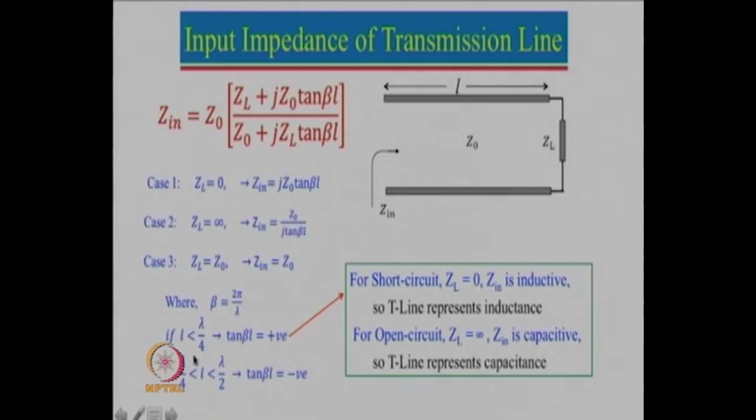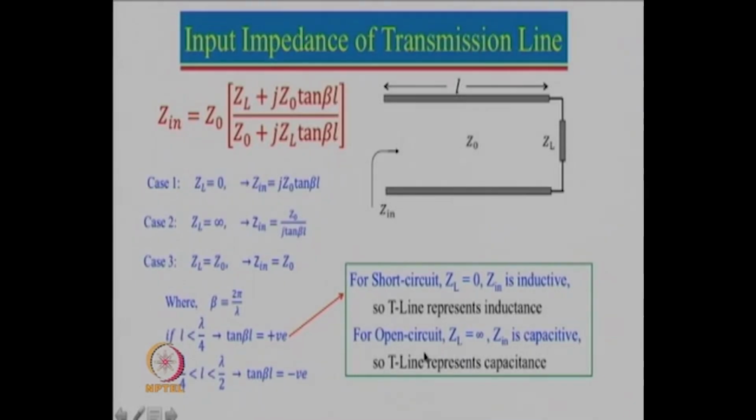Let us take a case when length is less than lambda by 4, because we are talking about a small dipole. So, length will be definitely less than that. For this lambda by 4, if you put here beta is 2 pi by lambda and length lambda by 4, that means tan beta L will always be positive. And if it is always positive, for a short circuit, this can be written as Z input equal to j omega L, that means it will be inductance. So, any small transmission line which is shorted at the end will represent an inductance.